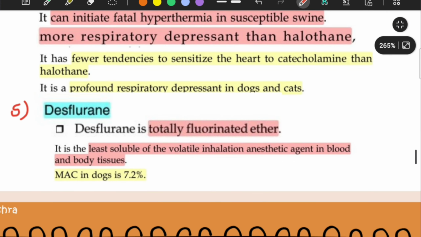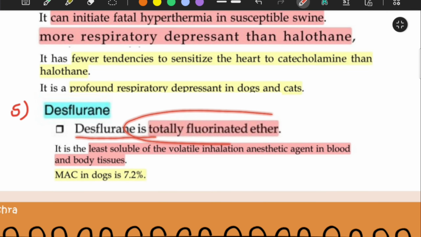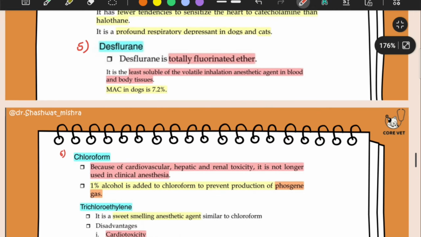I'm talking about desflurane. It is a totally fluorinated ether. It is the least soluble, a volatile inhalation anesthetic agent, and the MAC value in dogs is 7.2.